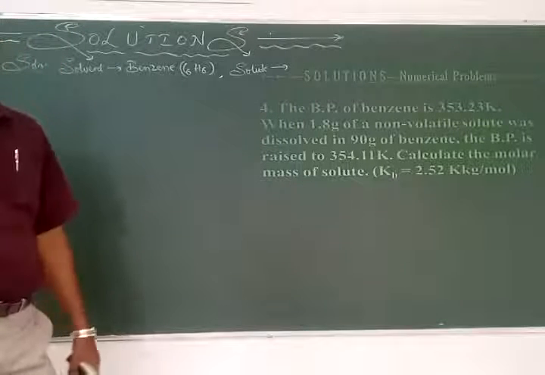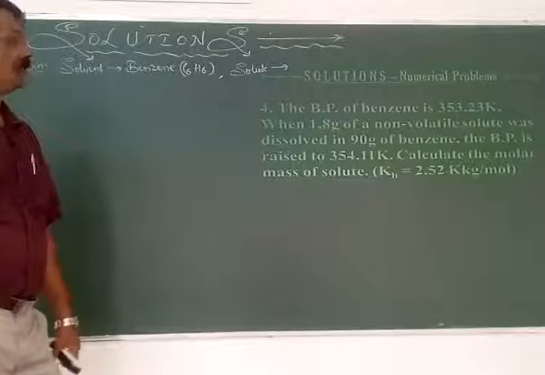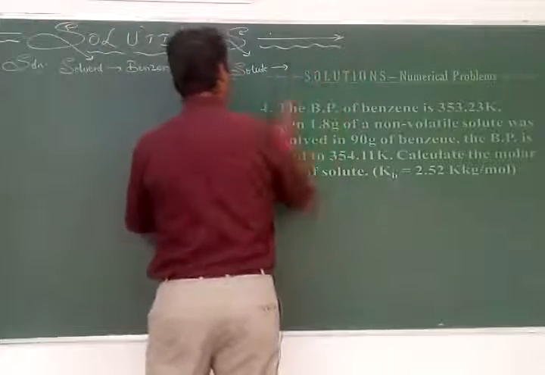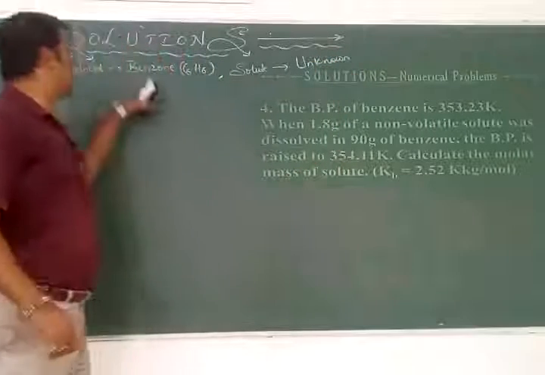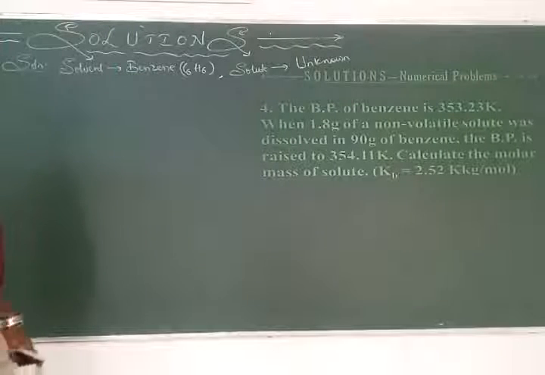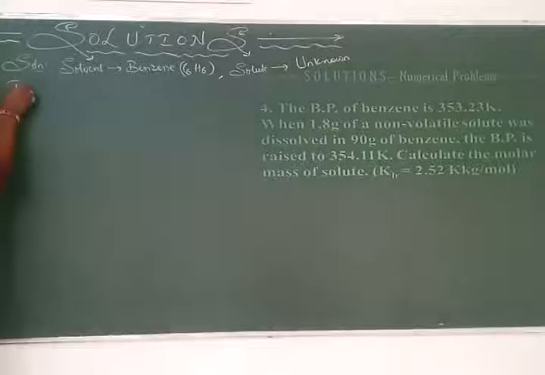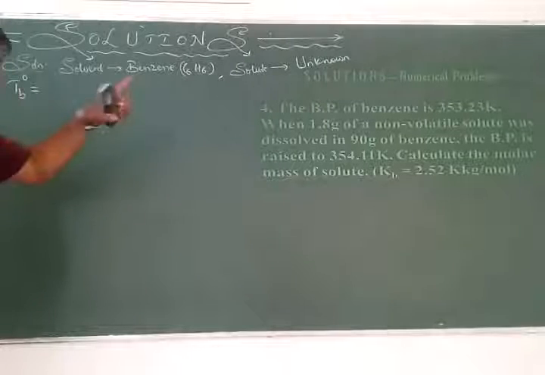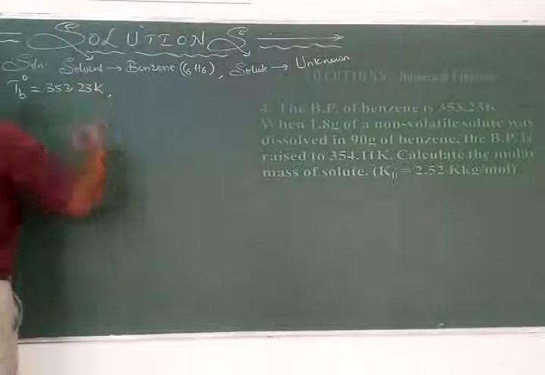First make it very clear: the pure benzene is the solvent here, and the solute is a non-volatile, unknown solute. What is the solvent here? It is C6H6, called benzene. The boiling point of pure benzene, the boiling point of the pure solvent, is TB naught, which is found to be 353.23 Kelvin.